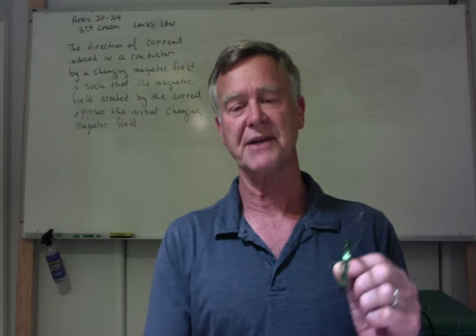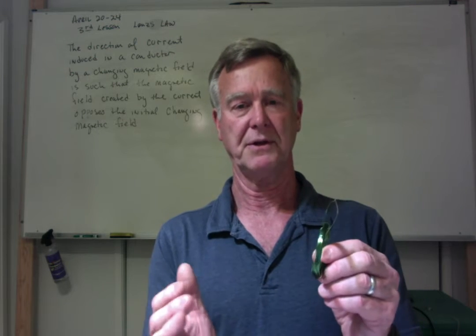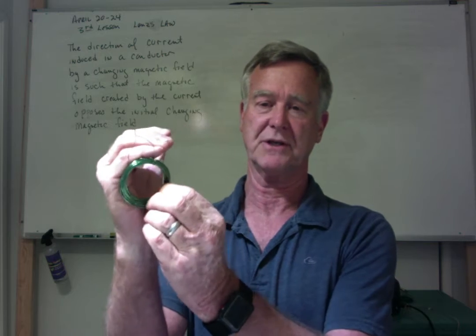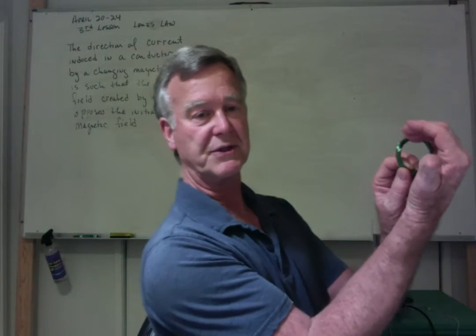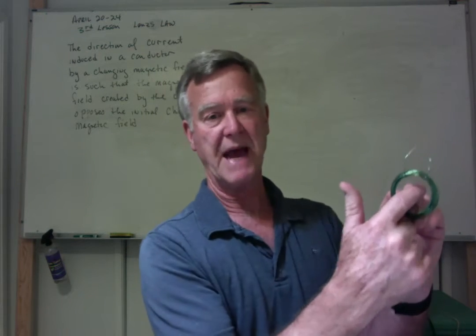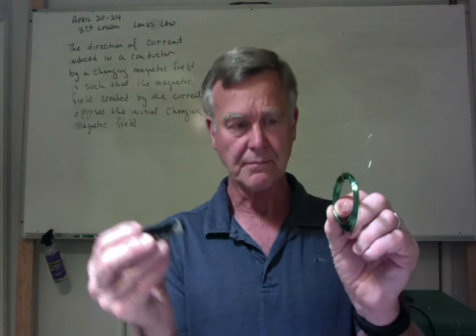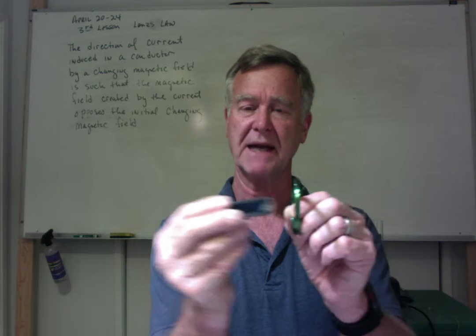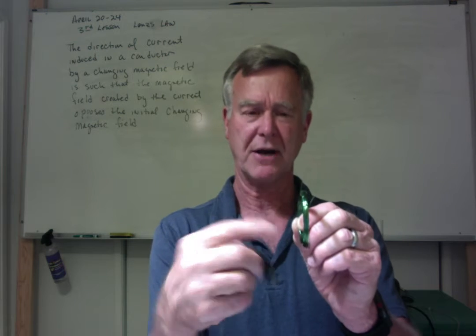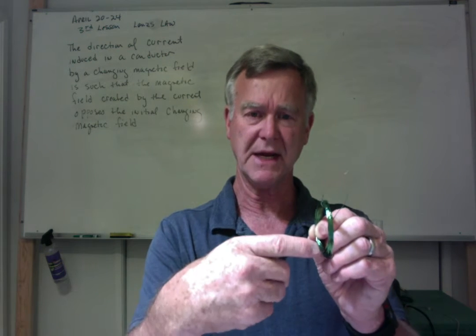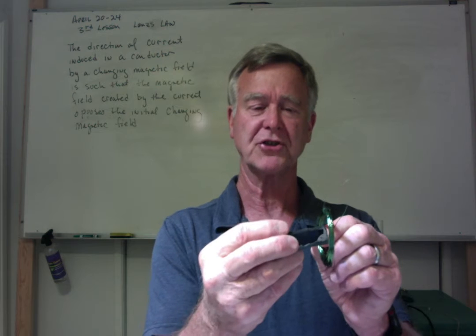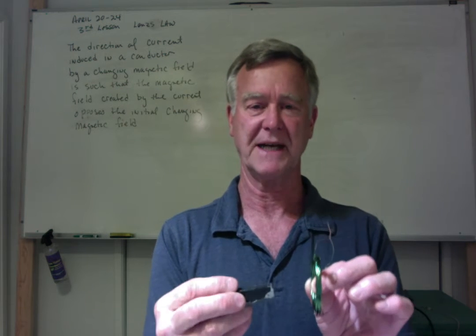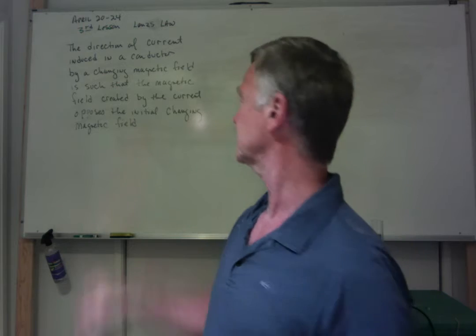But now I want to take you back to the third right-hand rule. Let's say the current in here is this direction. Then this becomes a magnet itself. When I put this magnet through, that causes a current in here, which becomes a magnet. Now the question is, what direction is the magnetic field? And that's what Lenz's law says.